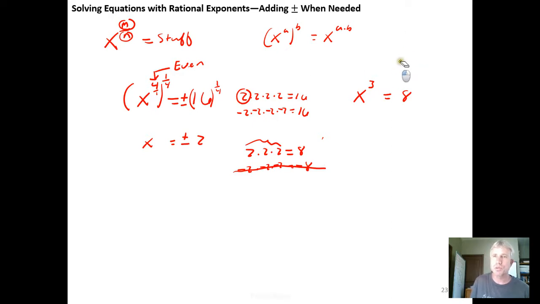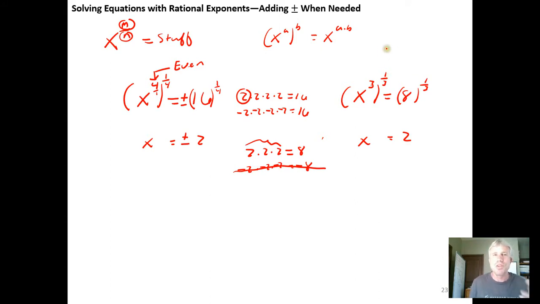So when we do the solution process, when the numerator is an odd number, we're still going to raise it to the reciprocal, because 3 times a third is 1x. But when we raise the right-hand side to the 1/3 power to cancel out that 3 over here, we're just going to get a 2. Negative 2 isn't a solution.